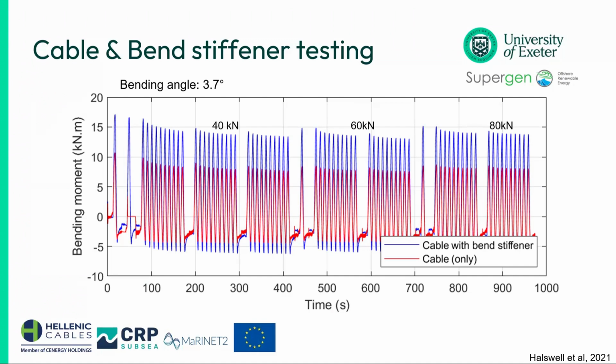Once the bend stiffener is fitted, that goes up to about 15 kilonewton meters. So you can really quantify the contribution that the bend stiffener makes. This one's displacement controlled, so we're pushing it to those angles. And these were the early tests, just to see what I always refer to as the performance. That's the performance testing. What can you see for individual cycles?